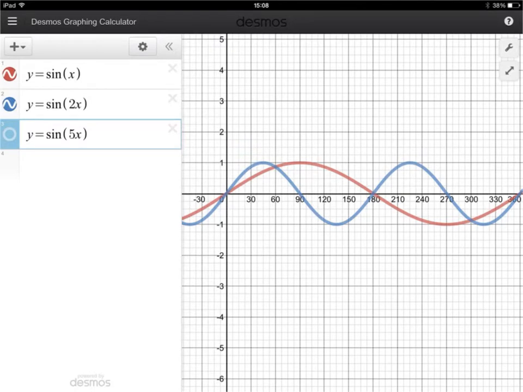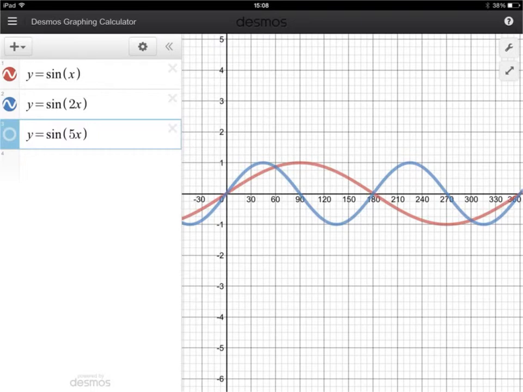On this next one, we're looking at what happens if the number you're multiplying is actually inside the bracket again. So the red one's the original, the blue one is sine of 2x. So with sine of 2x, what's happened is we seem to have more of the curves here. So sine x starts here and finishes at 360, and it goes up to the top, crosses the axis, down to the bottom, and back up to the axis.